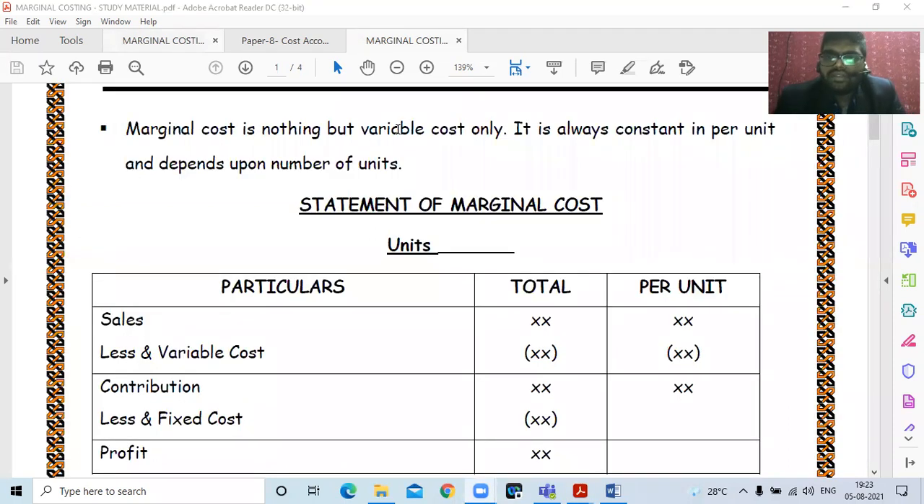So we will be starting with your topic, that is your marginal cost. Just 2 minutes, we will wait. There is a voice related to that prayers. Just 2 minutes, then we will resume.